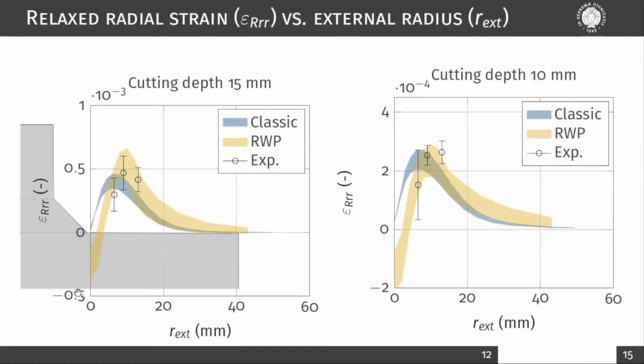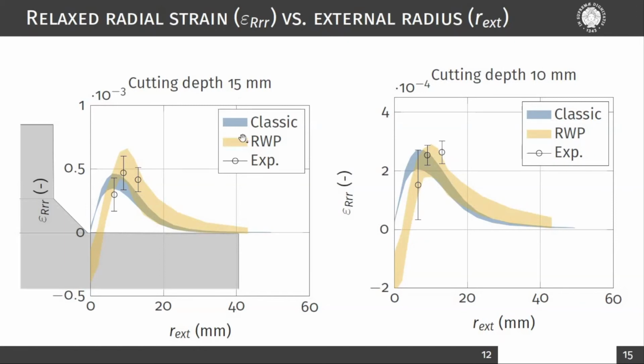As a final part of the presentation, the results of the simulation and experimental activity are discussed. Here, the results of relaxed radial strain are shown over the distance from the weld toe for 2 different cutting depths, specifically 10 mm and 15 mm. The numerical results derived from the use of both numerical methods mentioned previously are here shown.